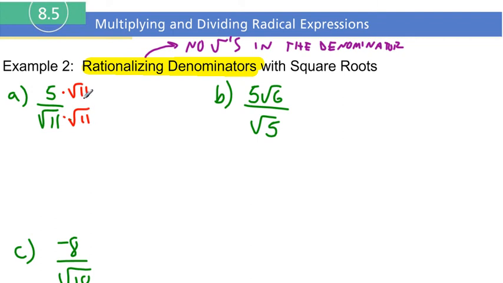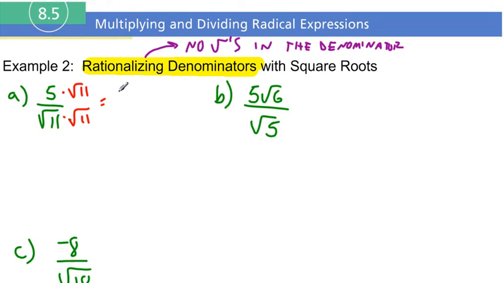Just a little insight into mathematics, if you're wondering why we are doing this: we're not changing the problem, just the way it looks. It's still 5 over radical 11, but we're going to rewrite it so it doesn't have a square root, or third root, or fourth root, whatever, just no radicals in the denominator. Watch what happens here.